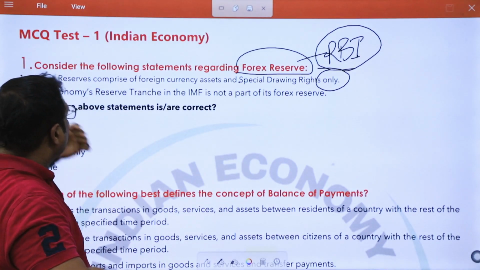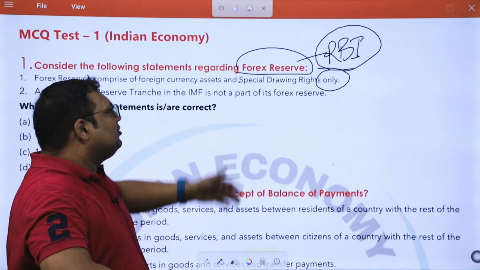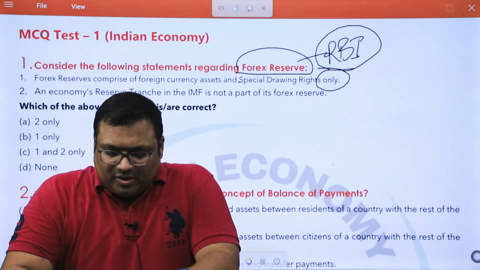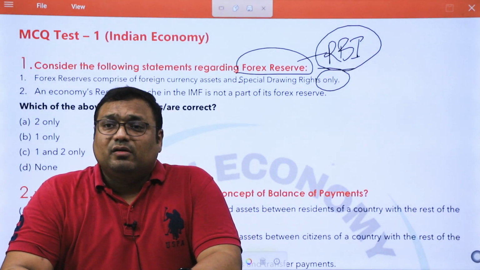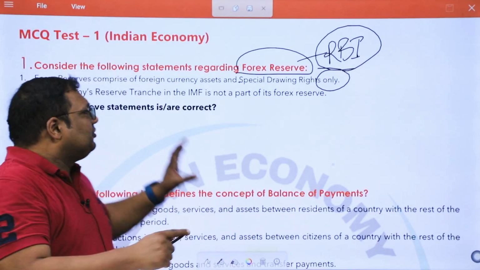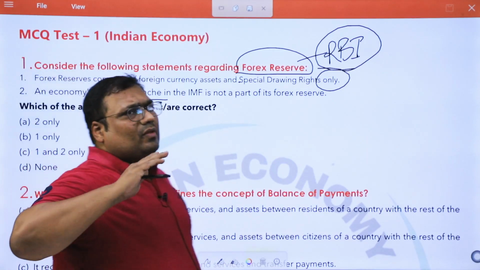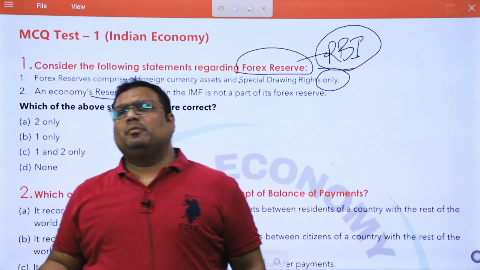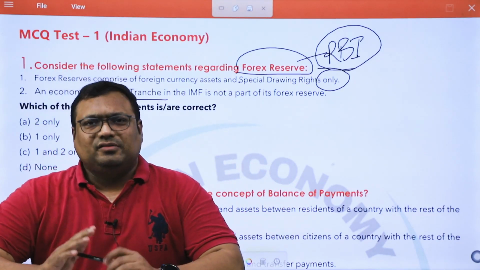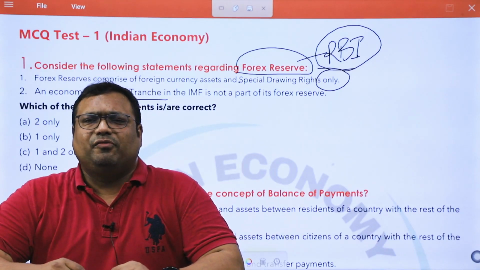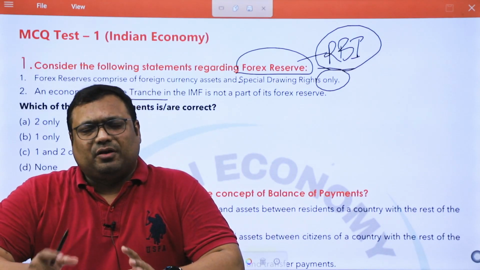Second, an economy's reserve tranche in the IMF is not a part of its forex reserve. This is also wrong, because it is actually part of the forex reserves. Now, what is reserve tranche? That we need to understand very briefly. Every country has to keep certain money with IMF, and that is how the SDR is created, the Special Drawing Rights fund, the SDR fund that IMF has.